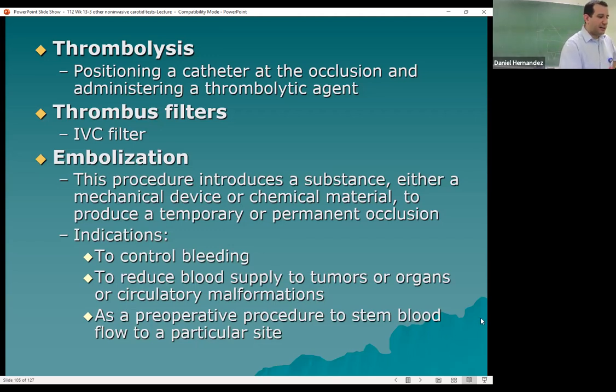They can use it for correcting arteriovenous malformations. So maybe a patient is born with an AVM. They want to fix that AVM. They can embolize those vessels that are involved. They can also use it preoperatively to stem blood flow to a particular site or area that they want to operate on.